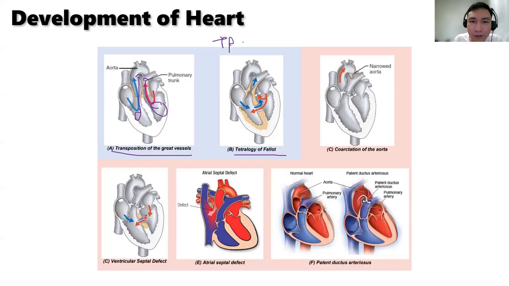Mnemonic niyan is PROV. Okay? Pulmonary stenosis. So, napapansin nyo, yung pulmonary outflow tract ay barado. May barado. R for right ventricular hypertrophy. Kasi nga barado doon, kailangan yun ng more force to be able to expel the blood. So, kumapal yung right ventricle, right ventricular hypertrophy.